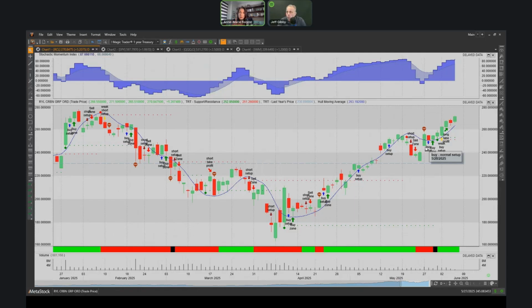So when that stochastic drifts just below zero, your goal is to watch it move back above zero and the moving average that we've plotted there in MetaStock. That gives us a buy zone that's very nice.